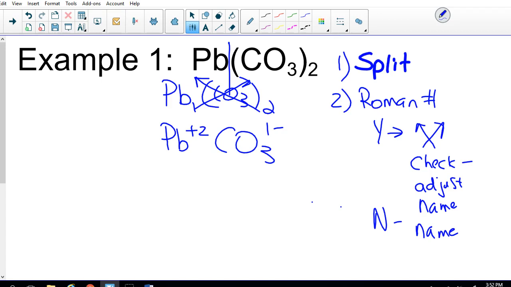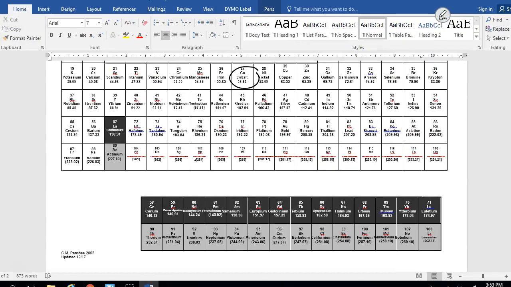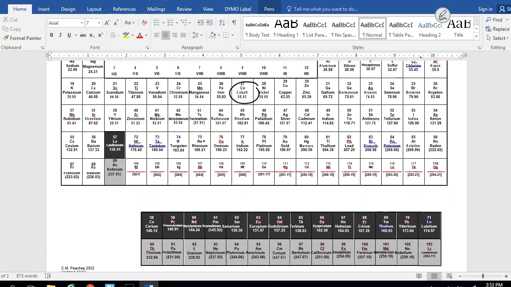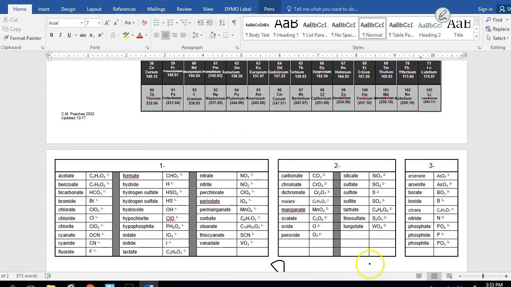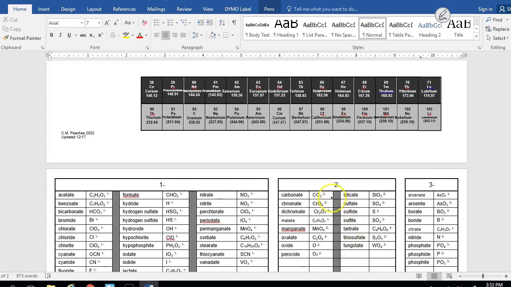Then you're going to look on your ion sheet, look up this one to see if its charge should be a minus 1. Let me show you where that is. It's on the top half of your ion sheet. Sorry about that, it's bouncing around. I'm looking for CO3. Yeah, CO3. I find CO3 right here, and I see that it should be a minus 2.